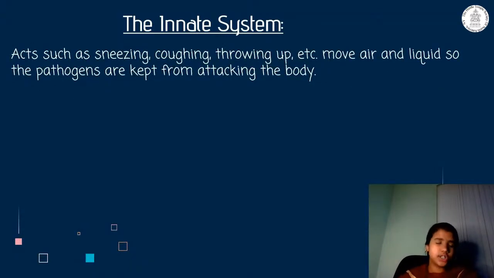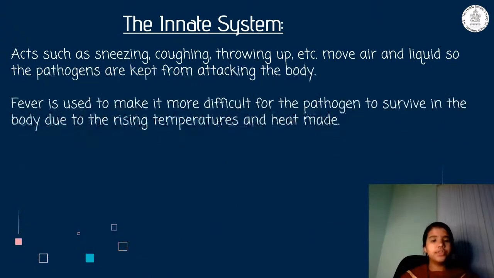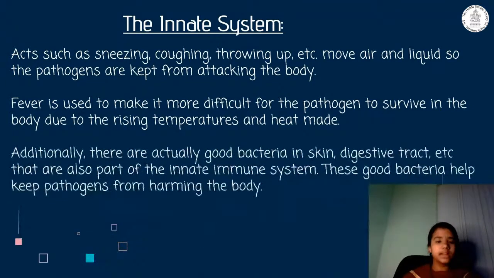Acts such as sneezing, coughing, and throwing up basically move the air and liquid around so that the pathogens are kept from attacking the body. Fever is used to make it more difficult for the pathogen to survive in the body, since the temperature is rising and there is so much heat being made. Additionally, there are actually good bacteria in the skin, digestive tract, etc. that are also part of the innate immune system. These good bacteria help keep pathogens from harming the body.